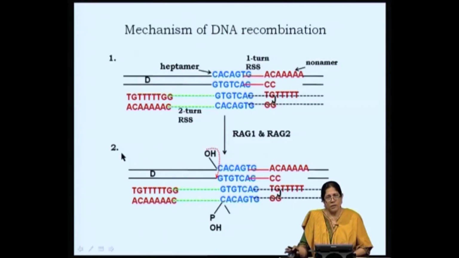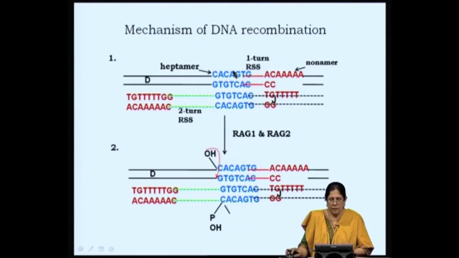Now, how does this joining take place? This is quite a well coordinated and complex mechanism. First of all, both T and B cells express a set of enzymes called RAG1 and RAG2, recombination activating genes. We always tend to draw the DNA as straight lines, but we do know that these are quite looped. The DNA loops out.